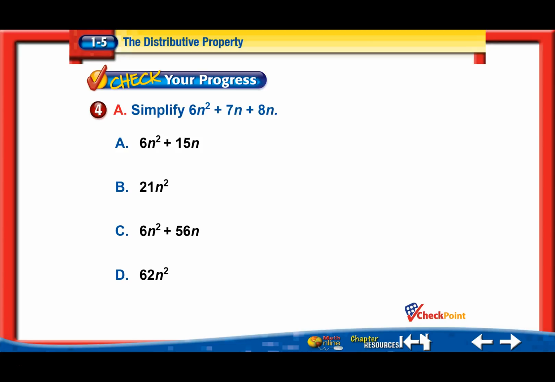All right, simplify this one. So 6n squared plus 7n plus 8n. Well, if I have 7n's and 8n's, that's going to be 15n's. So 6n squared plus 15n is going to be A.